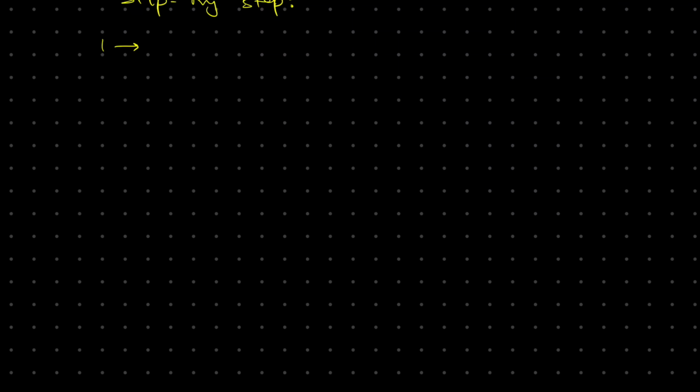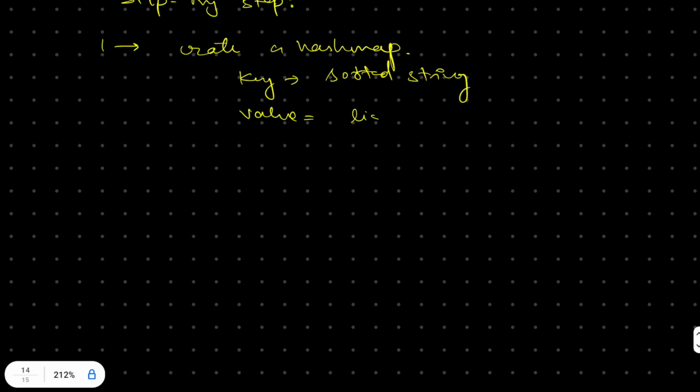First, we will create a hash map in which the key is the sorted string and the value is a list of anagrams, right?